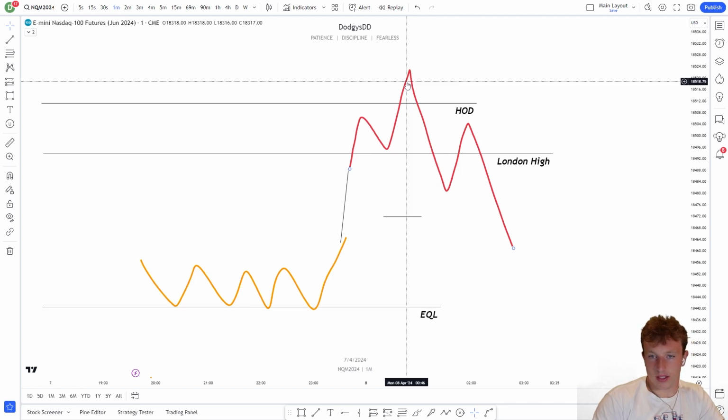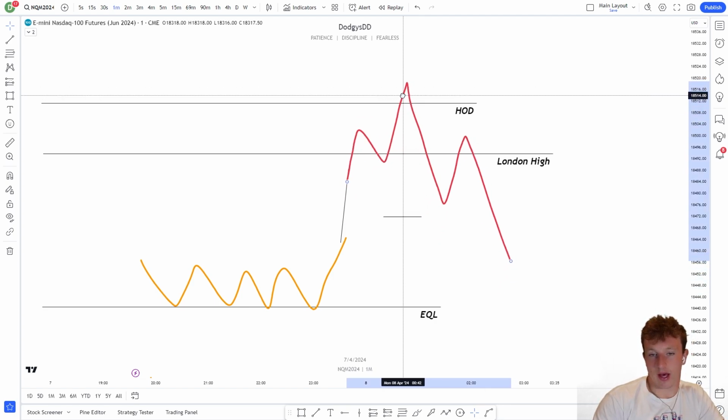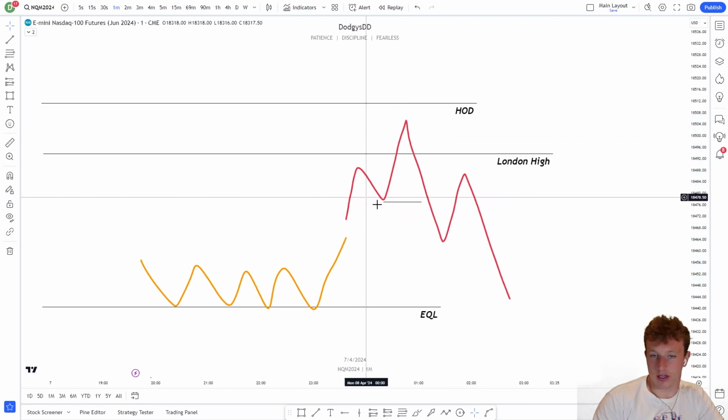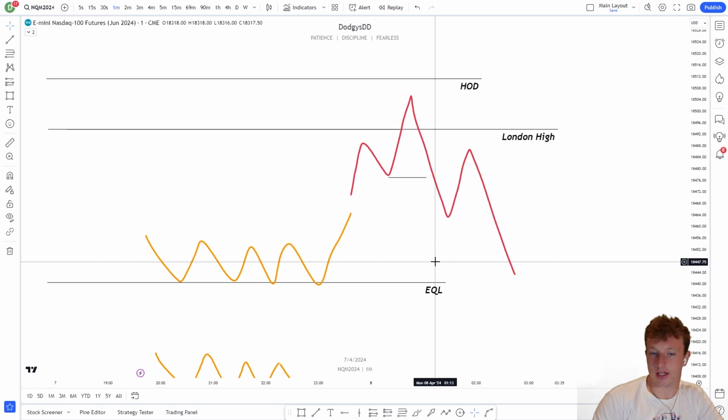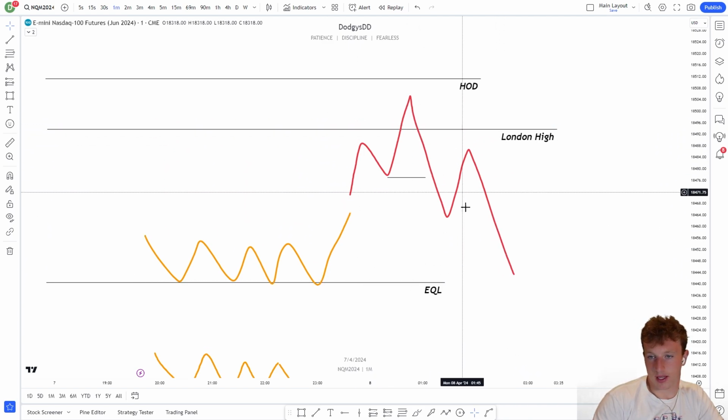So that's the biggest misconception. A lot of people think, oh, we need to hit high of day and London high to go down. But if we do get a market structure shift, and we only hit London high, that's good enough. And keep in mind, the key here is we have good enough liquidity below. If we don't really have good liquidity below, then obviously it might not be as probable to hit London high and go down.